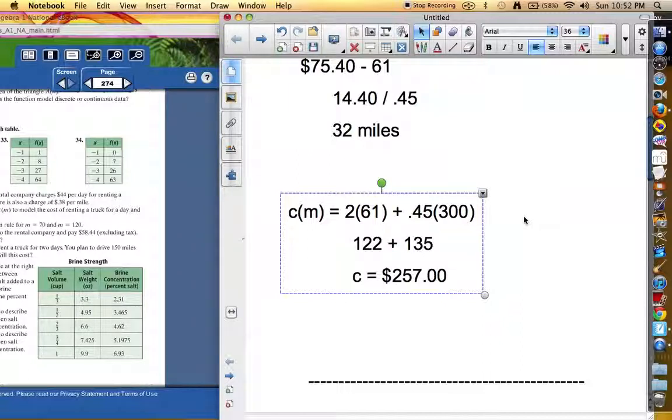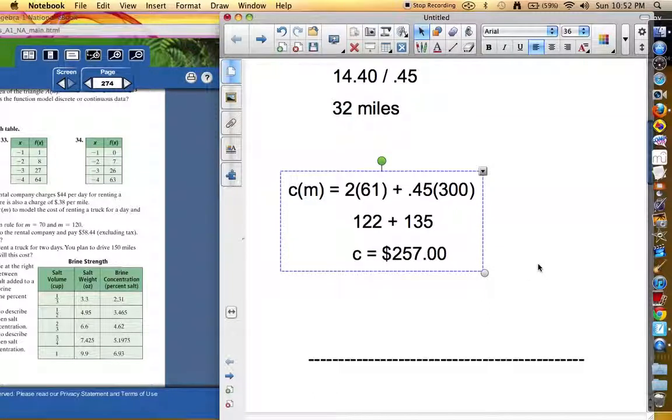So when you do the math, you get C equals $257 for 2 days driving 300 miles. So that's your final answer for D.